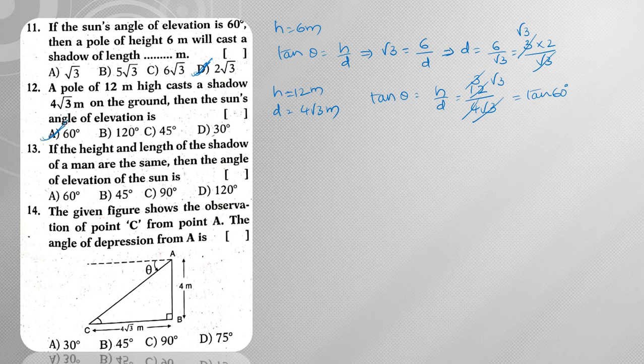If the height and the length of the shadow of a man are the same, then the angle of elevation is 45 degrees, right? H is equal to d.